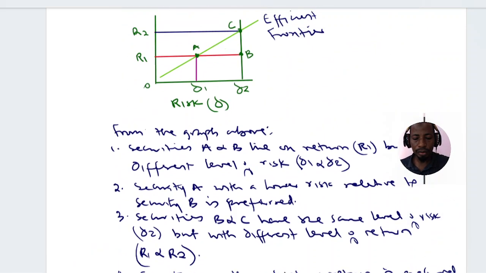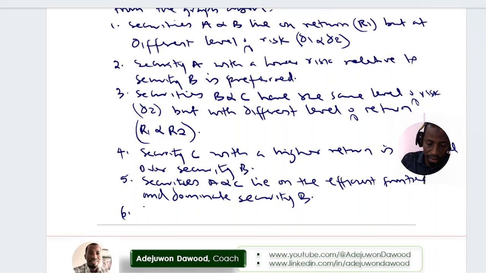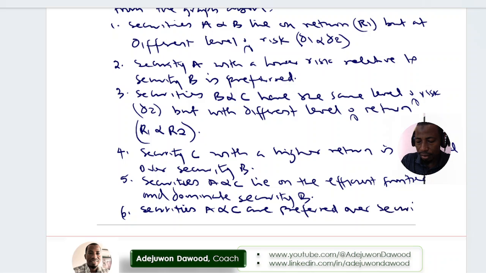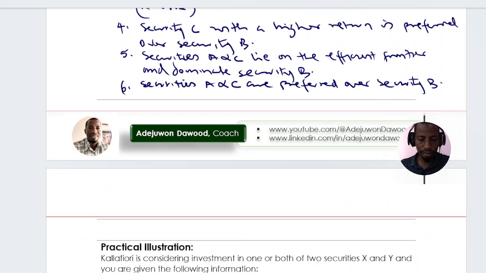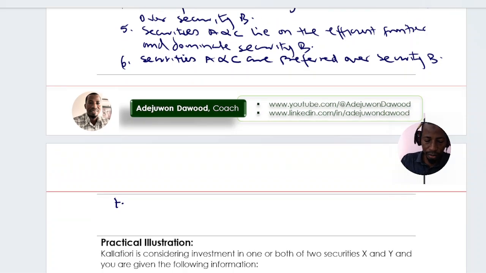Then number 6, from the graph, security A and C are preferred over security B. Securities A and C are preferred over security B. Then number 7, the choice between securities.